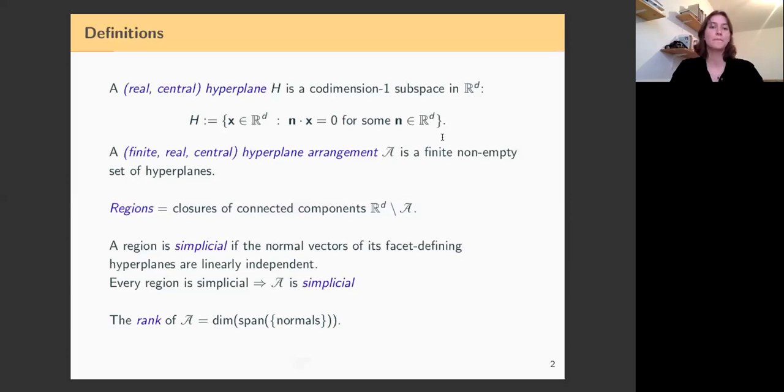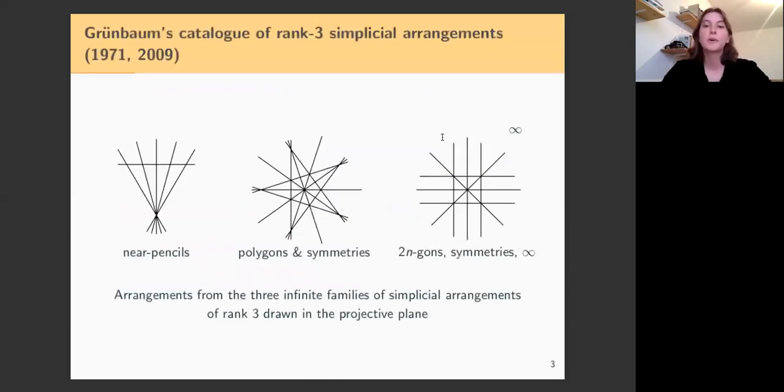No? Okay. So in 1971, Grunbaum published a catalog of rank 3 simplicial arrangements. So these are planes in a 3-dimensional vector space, but you can also think about them as arrangements of lines in a projective plane. So it turns out that there are 3 infinite families of simplicial arrangements, and then 90 other sporadic arrangements. And the 3 infinite families are in this picture here.